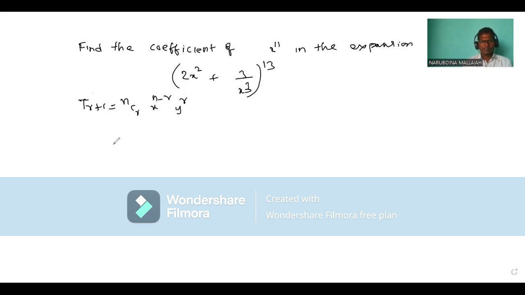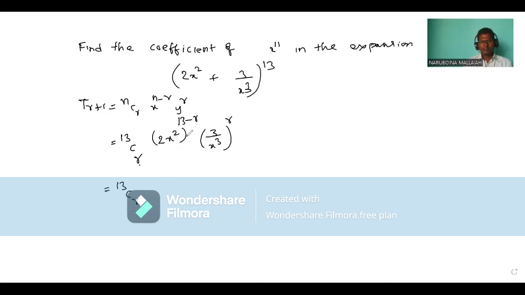Here n is 13, given, so I am writing 13C, and the r value we don't know, so write it as is. After that, write the first term. In this, 2x² is the first term and the second term is 3 by x³. Don't put any plus or minus symbol. After that, 13 minus r, so write this one. Next, write this base as the power of the second term.